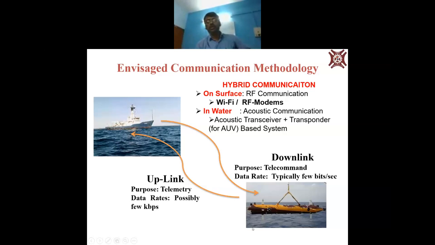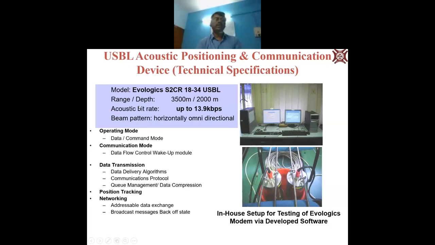In the case of our AEV-150, whenever we utilized this communication framework, it was only 80 bytes of data. That means around 640 bits per second we used to get for uplink and downlink. And when we used it for AEV-500, we found some increment in data. Here the bit rate is around 13.9 kbps, but this is theoretical. When we applied it in a real scenario, we found that it works at almost 25% of its specification. So we used to get almost 3 kbps of data, though 13.9 kbps was mentioned, for a German system, the Evologics S2CR 18/34 USBL. So these are the bottlenecks.